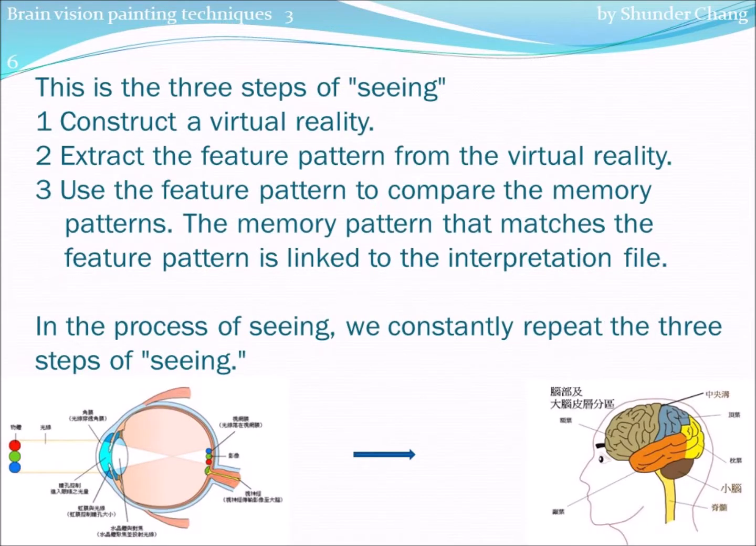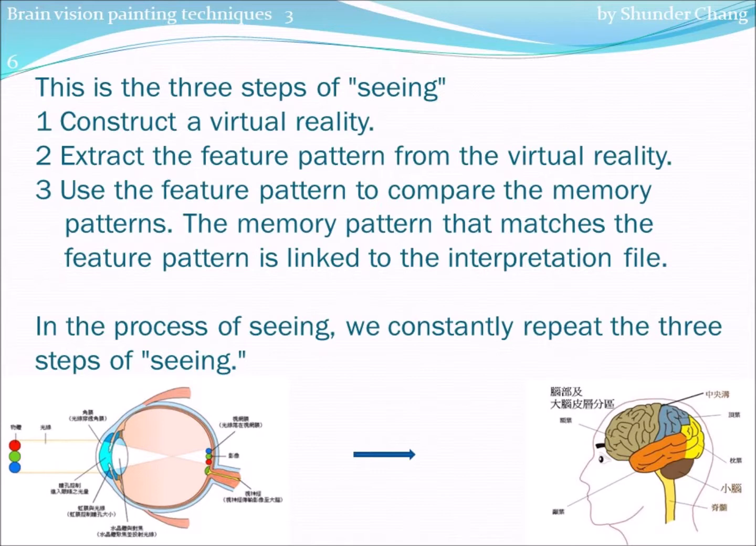This is the 3 steps of seeing. 1. Construct a virtual reality. 2. Extract the feature pattern from the virtual reality. 3. Use the feature pattern to compare the memory patterns. The memory pattern that matches the feature pattern is linked to the interpretation file.